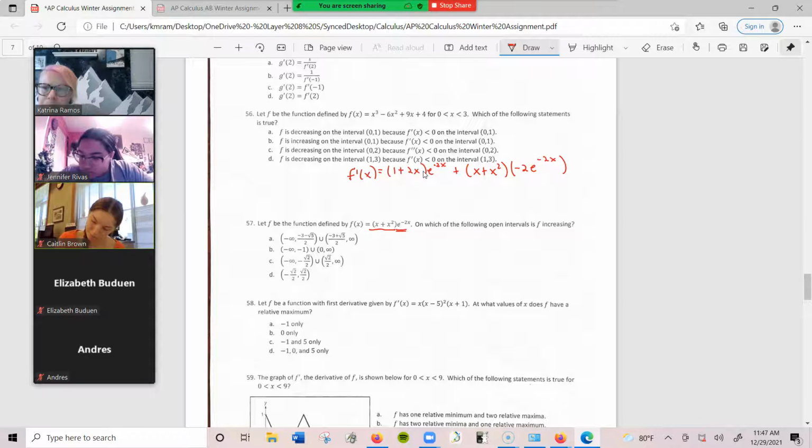Is that okay so far? So what I'm going to do here is simplify this a little bit. This is going to be 1 plus 2x times e to the negative 2x. I'm going to move this negative 2 to the front. So this will be minus 2 times x plus x squared, times e to the negative 2x. Is this okay that I did that?